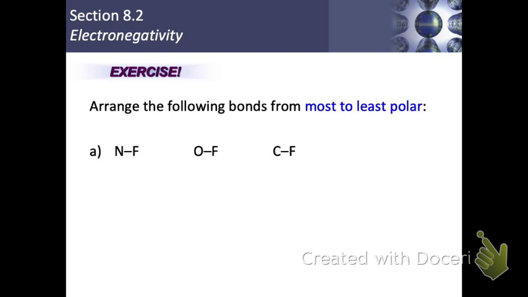Yeah. All right, so find the electronegativity difference between each of the three bonds, then put them in order from most polar to least polar. So if the number's bigger, it's going to be more polar? Correct. The difference between them is bigger. And you're never going to have a negative number, because you're always going to take bigger minus smaller.